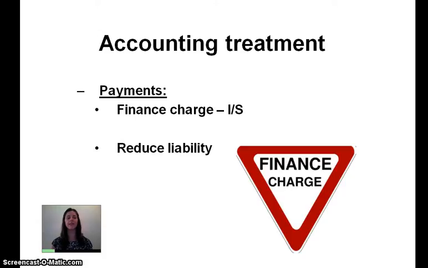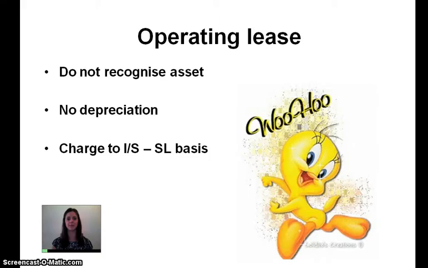So the payments, the finance charge, this is a hit to the income statement, but then again you also need to reduce your liability that's sitting in your statement of financial position. There's quite a few things to remember whenever it's a finance lease. You need to record the asset and the liability in your statement of financial position. You need to charge depreciation, and then you also need to adjust for the finance charge, both to the income statement and to the liability that you've recognised in your statement of financial position.